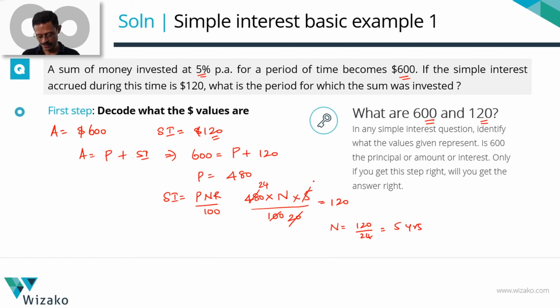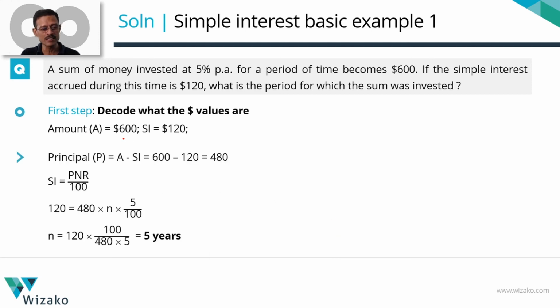Quickly summarize this entire thing in a printed form. Amount equals 600 is something that we deduced from this statement. Simple interest equals 120 is explicitly stated. So we can derive the principal to be equal to 480. Substituting the entire thing in this formula, SI equals PNR by 100. SI is 120, principal 480 is something that we derived. N is the number of years that we are trying to find out, into rate of interest 5 divided by 100. Solving for N, we get N equals 5 years.